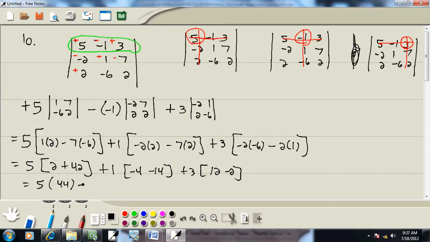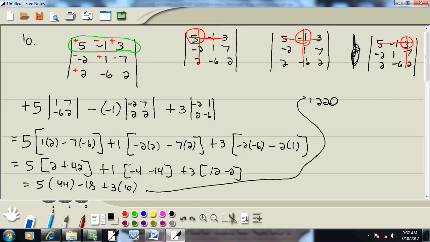1 doesn't do anything, so I can drop that. Minus 18 plus 3 times 10. That gives us 220, I think. Yeah. Minus 18 plus 30. 220 minus 18 gives me 202 plus 30, which gives us 232. Assuming I did all my basic math right.